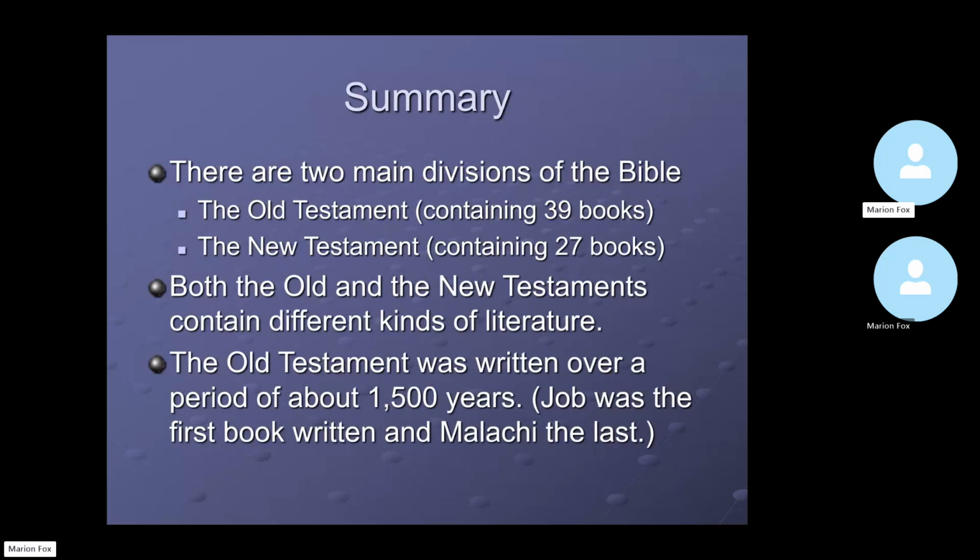Job was the first book written, I believe, and he was probably a contemporary, maybe just a little bit before the time of Abraham. And he lived, it appears, around 200 years of age. So he was one of those older patriarchs before the longevity went down to about 70 to 80 years of age. The Old Testament was written over a period of about 1,500 years, and I take Job to be the first book, and Malachi the last book. So about 2000 BC would be Job, and about 500 BC, rough figures, would be Malachi.